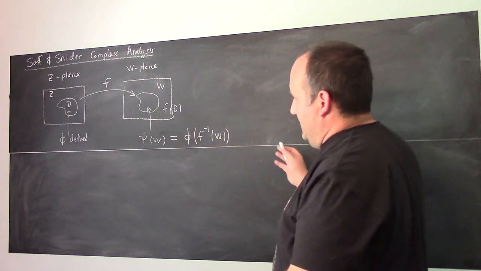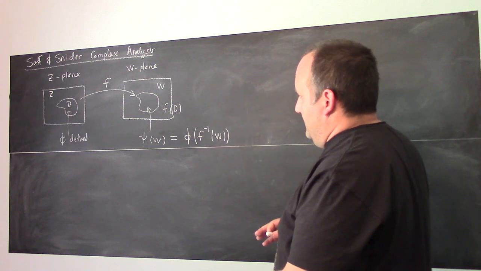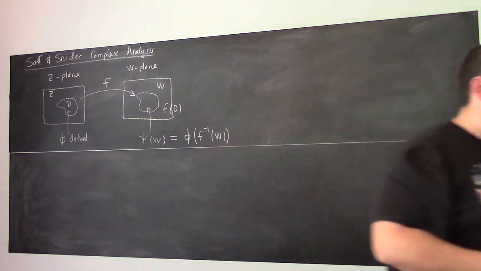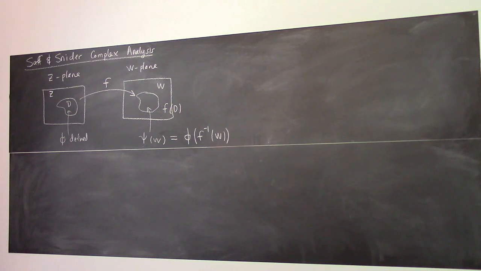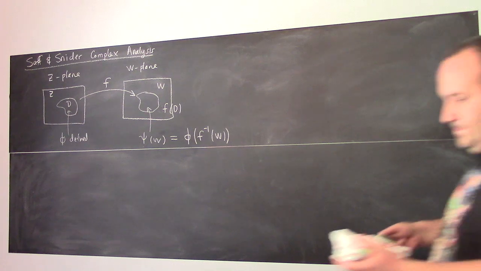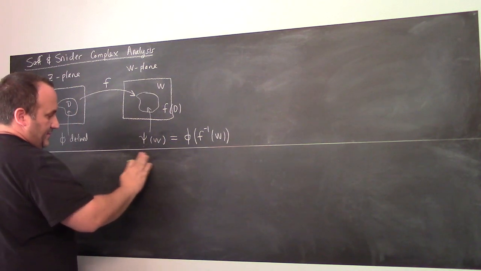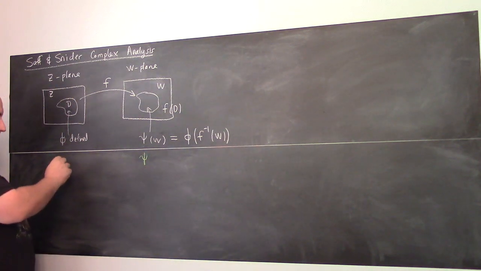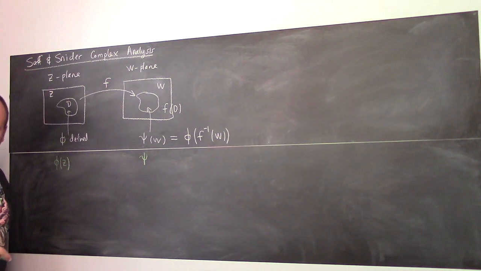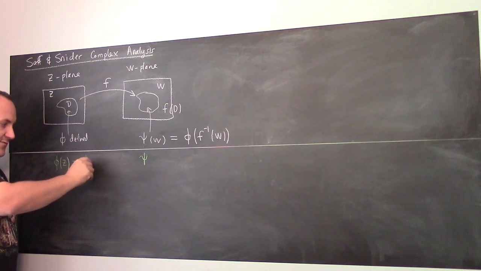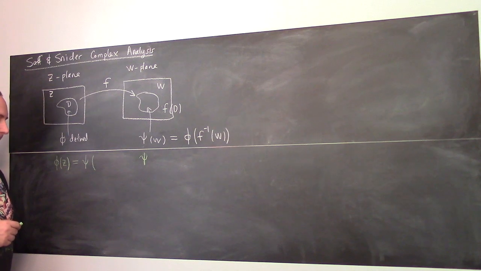So you have a phi defined over there and build a psi over here, right? Or let's turn the tables, right? You could have a psi defined over here and pull it back to the domain. How would that go? So suppose I had psi over here. I want to go back over to here. So how would I define phi of z in terms of psi? If psi is defined on the image of D under F, phi of z would be psi of what?